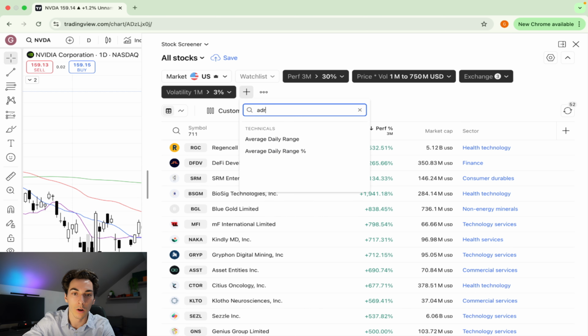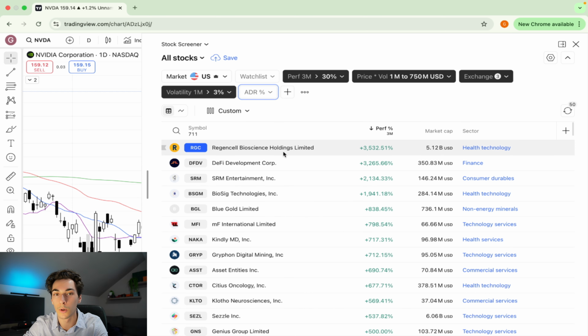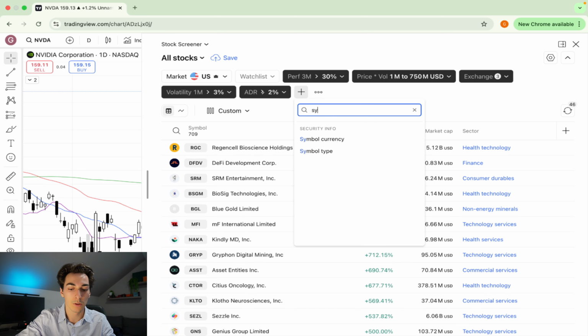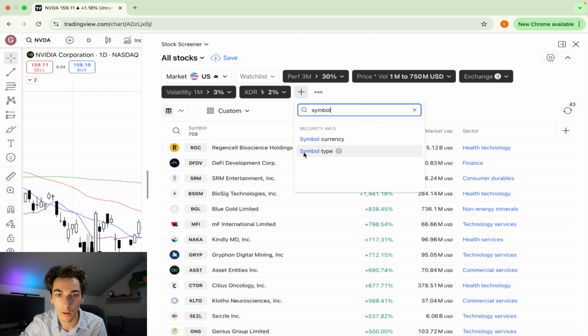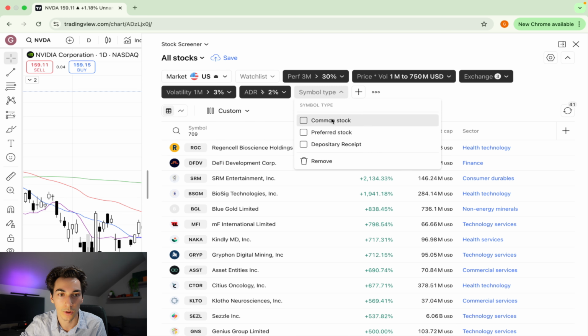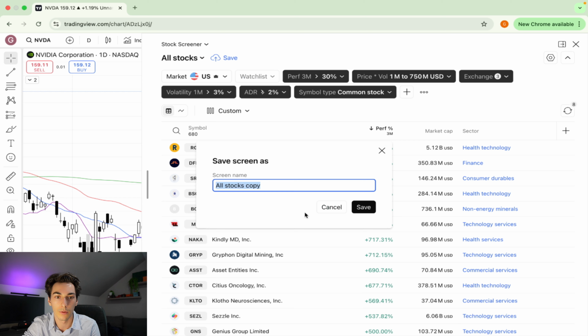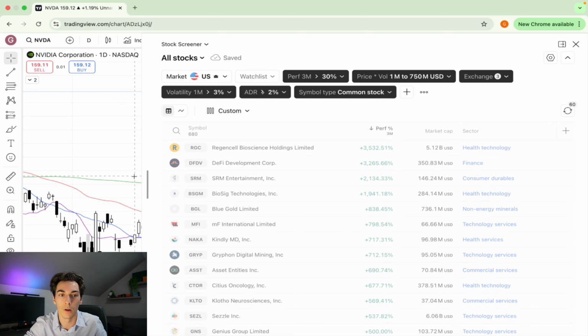Next one will be ADR, so average daily range. You know how much I love this indicator. We are going to put 2% and above. And the last one will be symbol type, and we are going to put common stock. All right, so I believe this is the last one. We are going to save, for example, I'm just going to put GenCorp screener. Save it, and now it is saved.